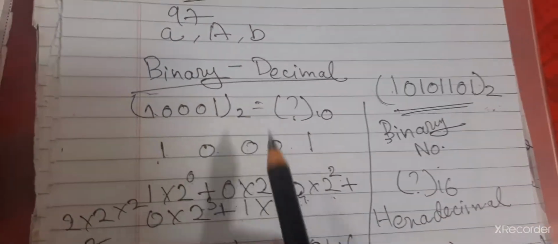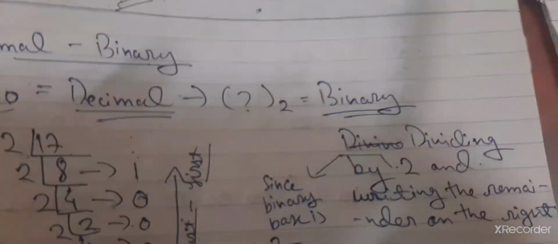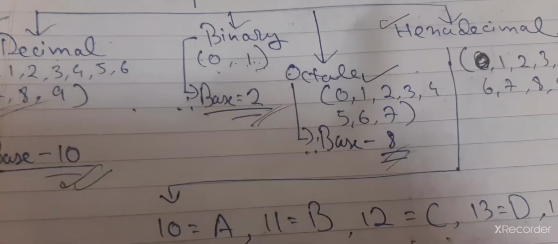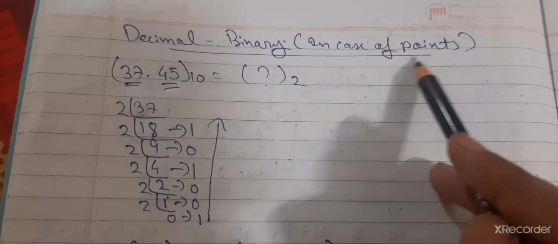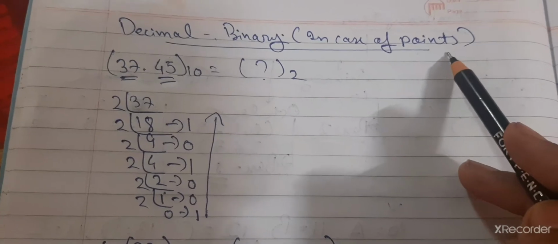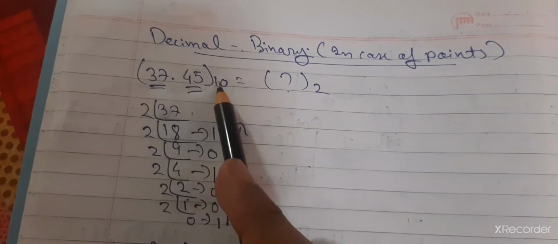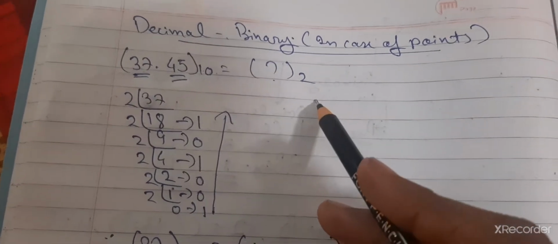So here is how we convert from binary to decimal, and before that from decimal to binary. I hope you have understood this. Let's move to the next part, that is octal. But before that, I would like you all to see this sum also. How to convert from decimal to binary in case of a number with a decimal point. So we have the number here, 37.45 base 10. What will it give us in base 2?